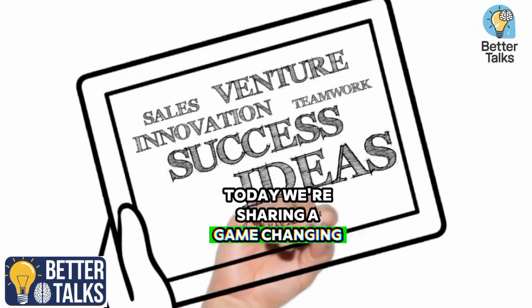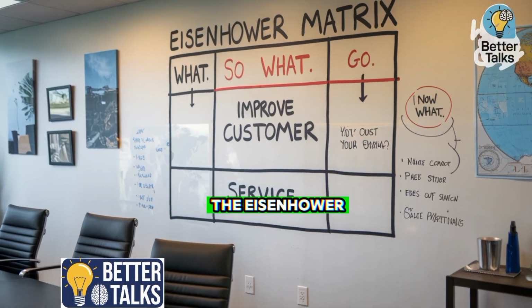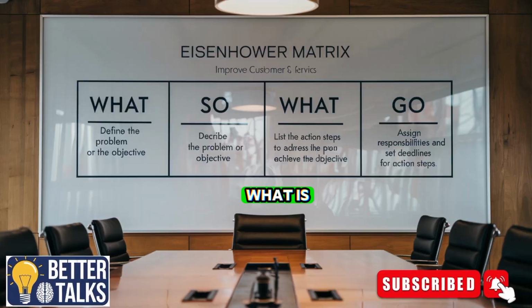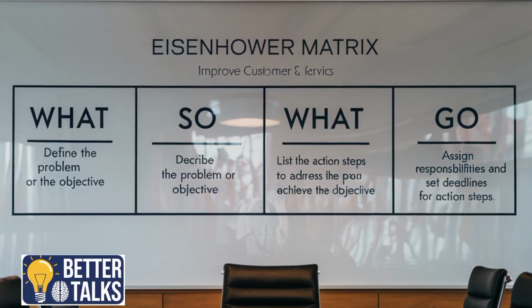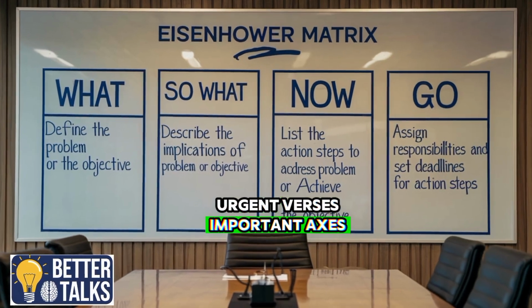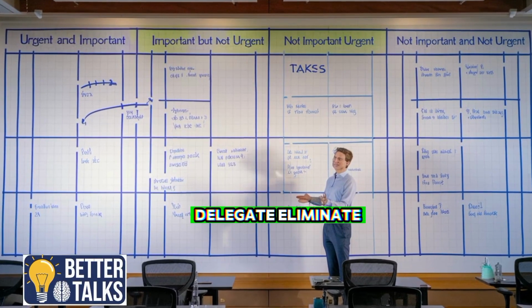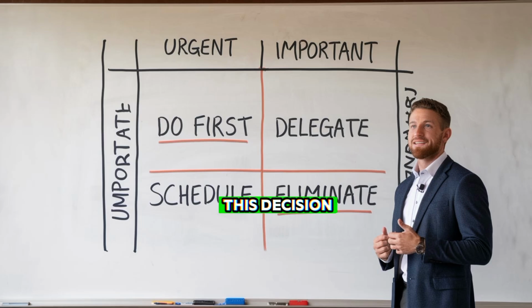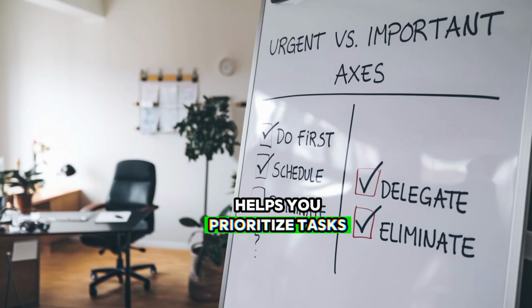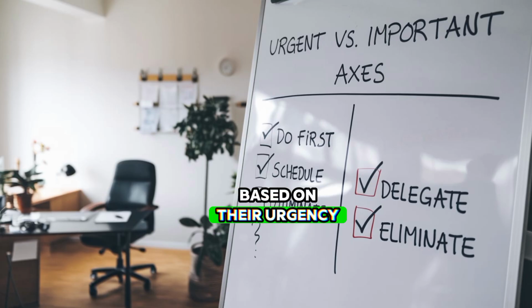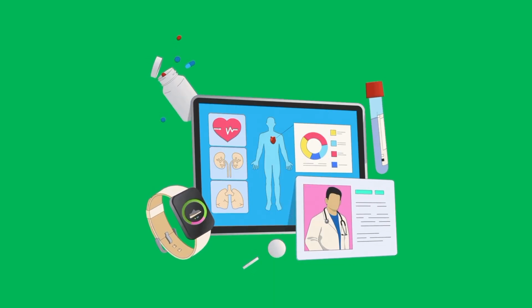Today we're sharing a game-changing productivity tool, the Eisenhower Matrix. What is the Eisenhower Matrix? Urgent versus important axis, 4 quadrants. Do first, schedule, delegate, eliminate. This decision-making tool helps you prioritize tasks based on their urgency and importance.